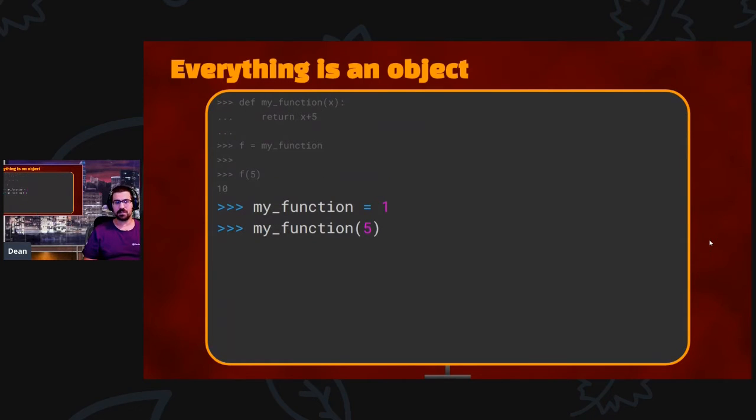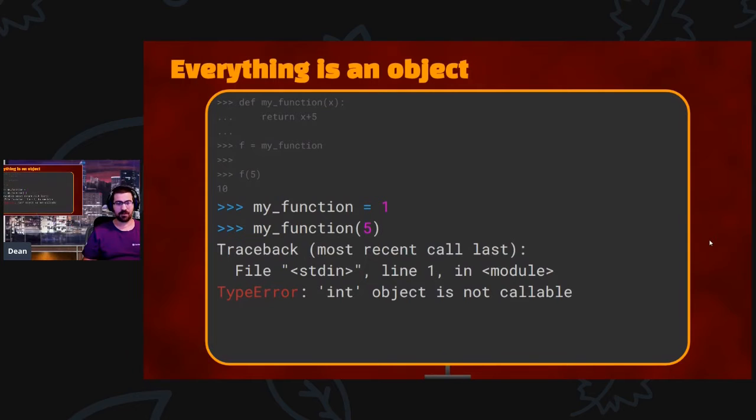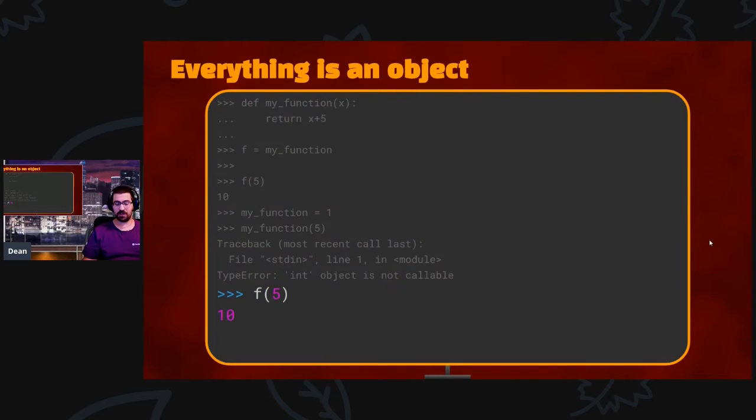The thing now is that you can say my_function equals 1. So my_function is no longer the definition of the function. And when you operate my_function on 5, you get a type error because int is not callable. The question is, what do you get when you say f of 5? You get a 10.